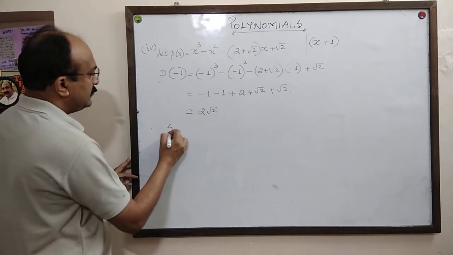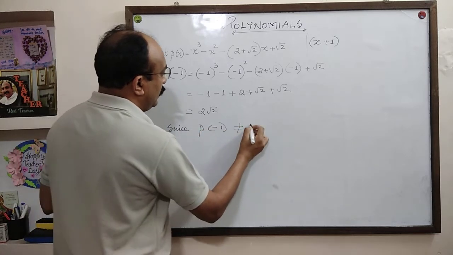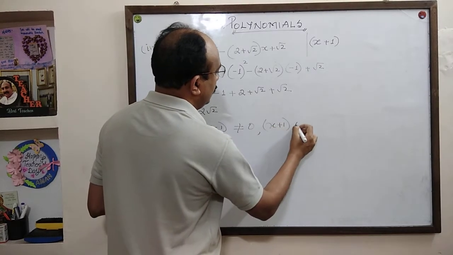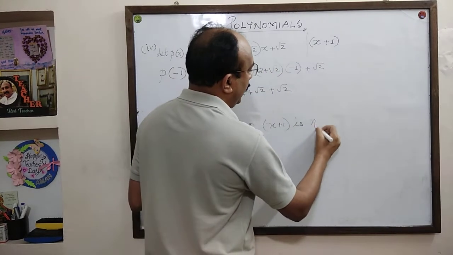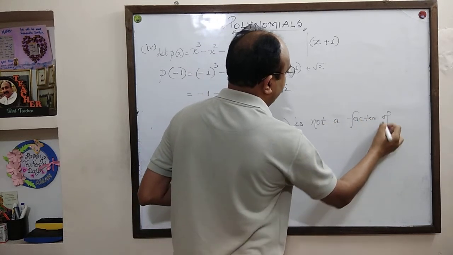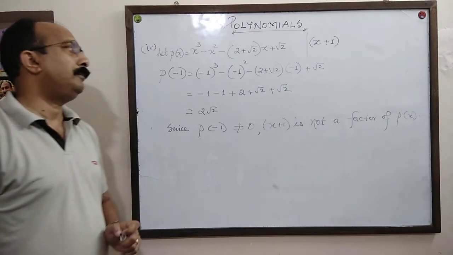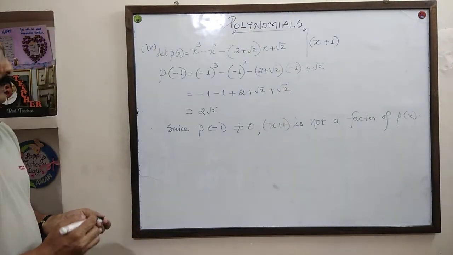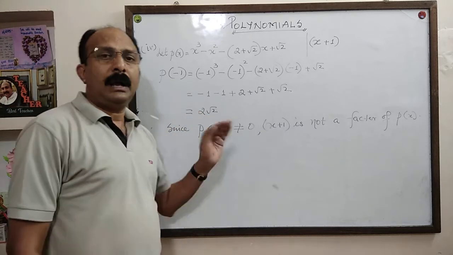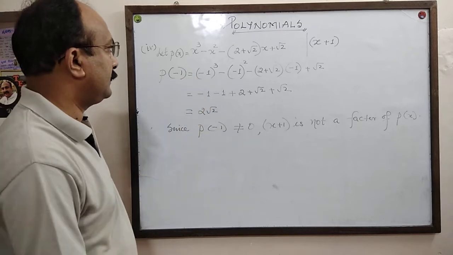So we will write, since p of minus 1 is not equal to 0, x plus 1 is not a factor of p(x). I hope you understood. The calculation was little complicated, that way I have done. Otherwise the method is same. So take care of it.